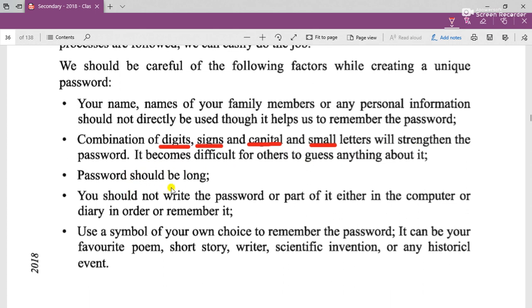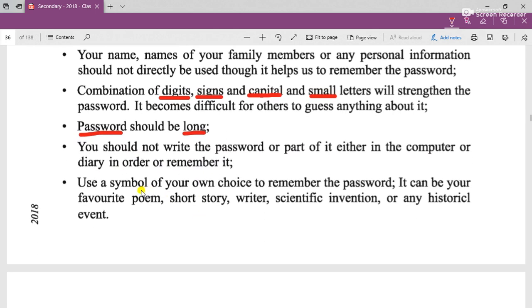Password should be long. You should not write the password or part of it either in the computer or diary in order to remember it. Use a symbol of your own choice to remember the password. It can be your favorite poem, short story, writer, scientific invention, or any historical event.